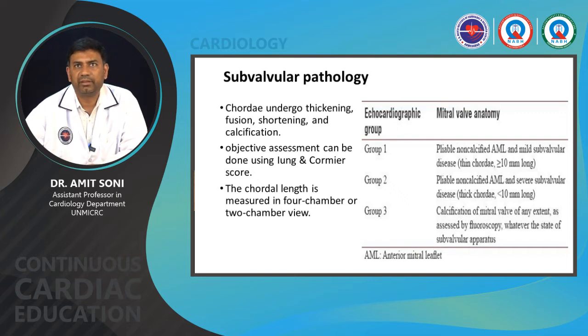So echocardiographic grading: group 1, 2, 3. Mitral valve anatomy is the group. Group 1 is a pliable non-calcified AML with mild subvalvular disease, thin chordae tendineae, more than 10 mm long. Group 2 is pliable, non-calcified AML and severe subvalvular disease. Thickness of the chordae is less than 10 mm and less than 10 mm long. Group 3 is calcification of mitral valve of any extent as assessed by fluoroscopy, whatever the state of subvalvular apparatus.